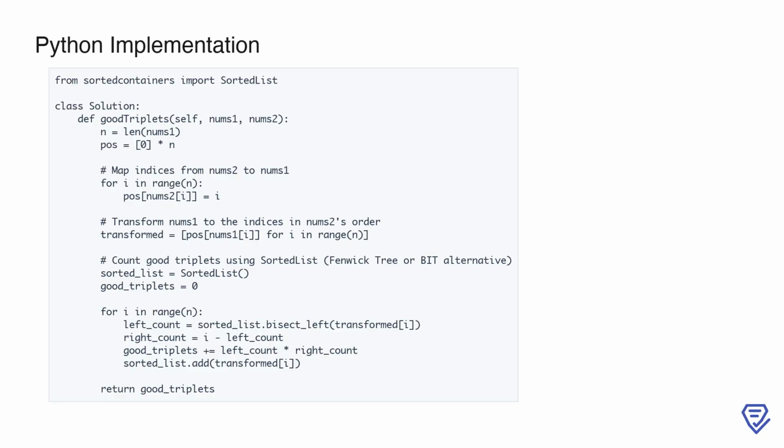left_count, the number of elements in the sorted list smaller than the current element, using bisect_left. Right_count, the number of elements to the right of the current element, is calculated as the difference between the current index i and left_count. The contribution to the total good triplets is the product of left_count and right_count. 4. Updating the sorted list. After calculating the counts for the current element, it is added to the sorted list to maintain the dynamic order for subsequent iterations.